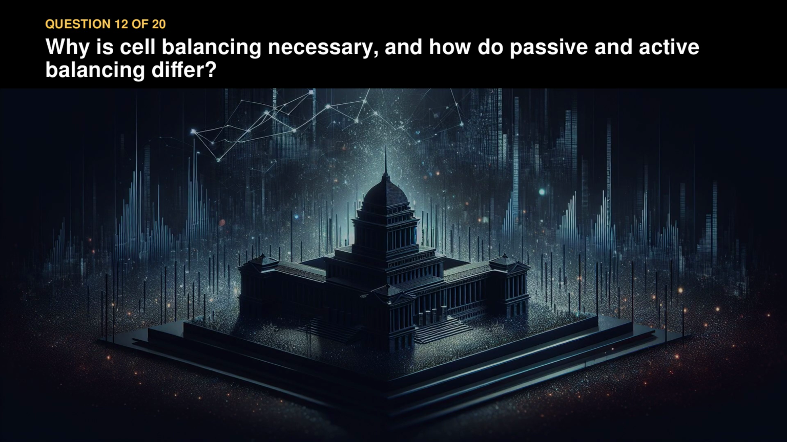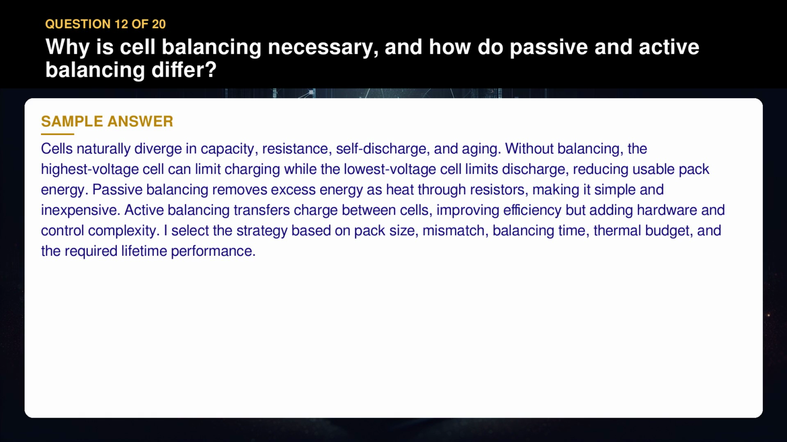Question 12. Why is cell balancing necessary, and how do passive and active balancing differ? Cells naturally diverge in capacity, resistance, self-discharge, and aging. Without balancing, the highest voltage cell can limit charging while the lowest voltage cell limits discharge, reducing usable pack energy. Passive balancing removes excess energy as heat through resistors, making it simple and inexpensive. Active balancing transfers charge between cells, improving efficiency but adding hardware and control complexity.